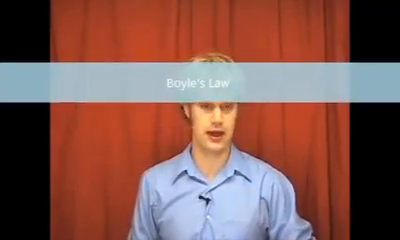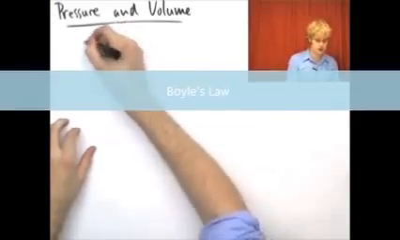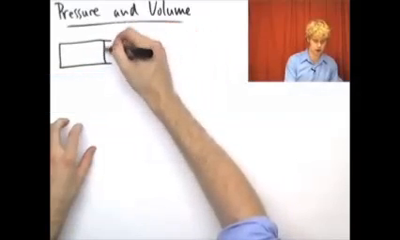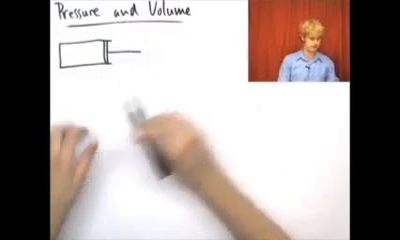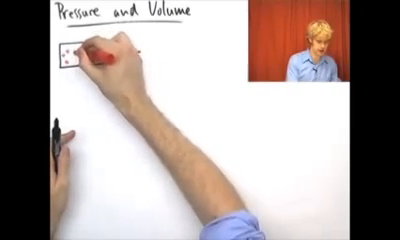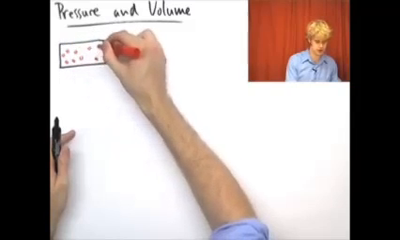Let's take a look at the relationship between pressure and volume of a gas. To do this, we're going to imagine that we have a container similar to ones that we've looked at before, where I've got a plunger on one end. This container is filled with gas particles, which I'll indicate as usual by these red circles here.